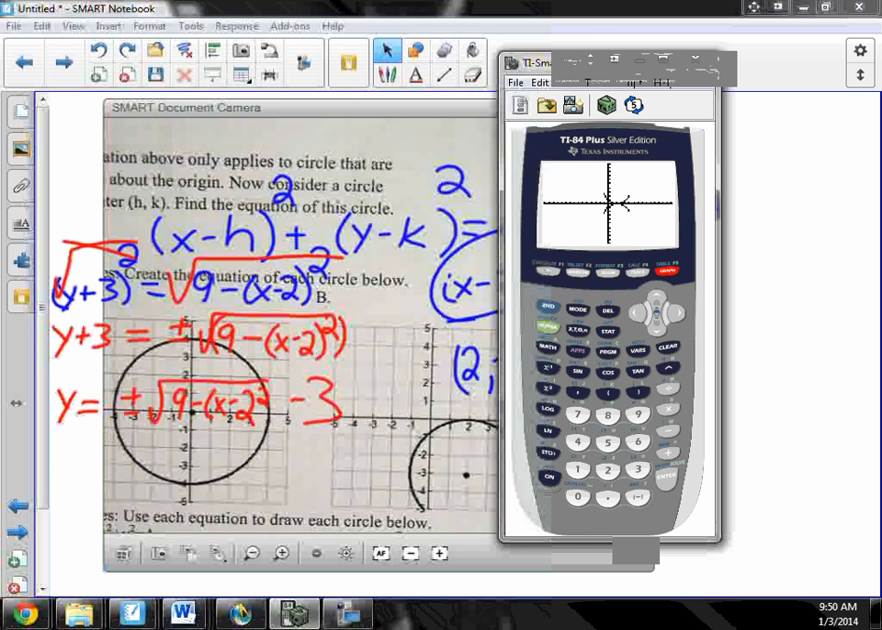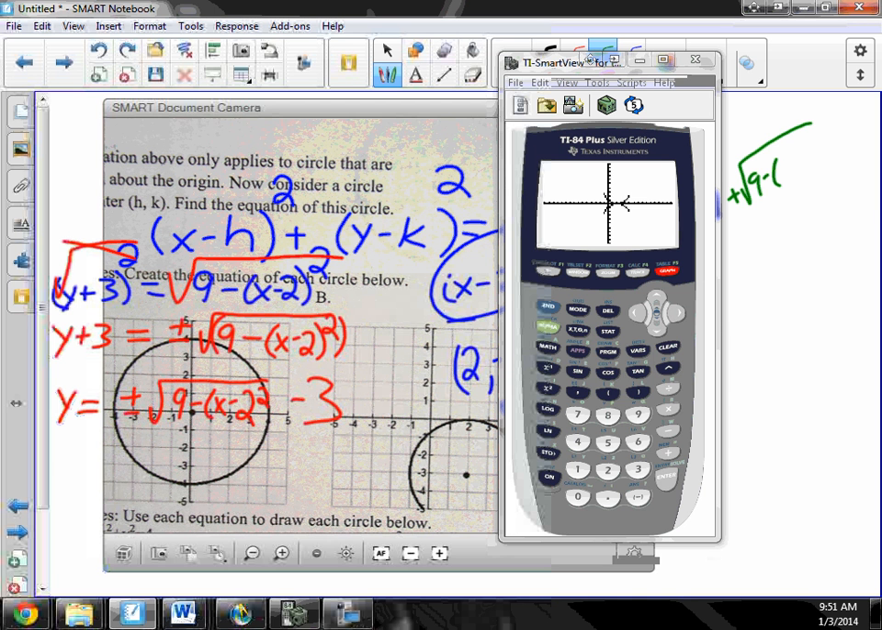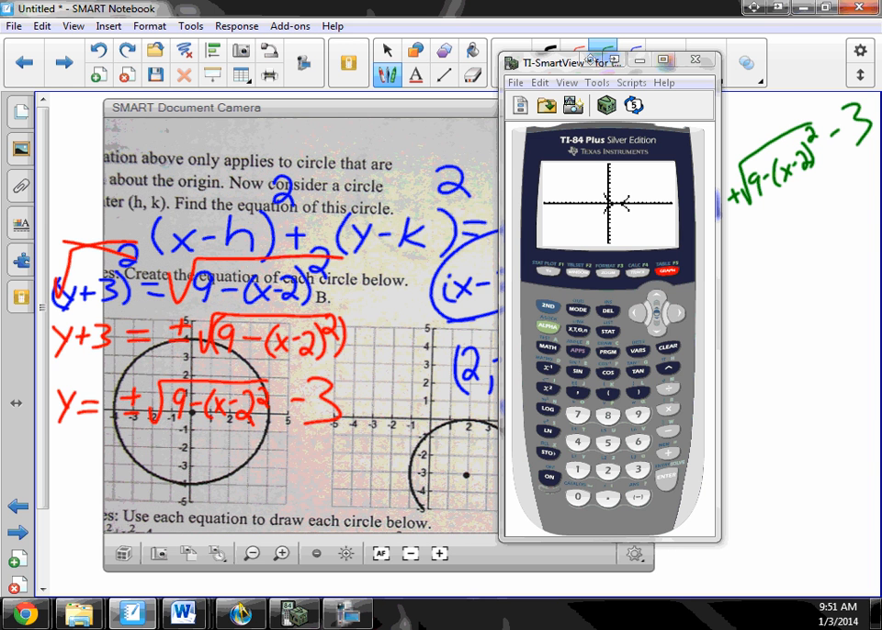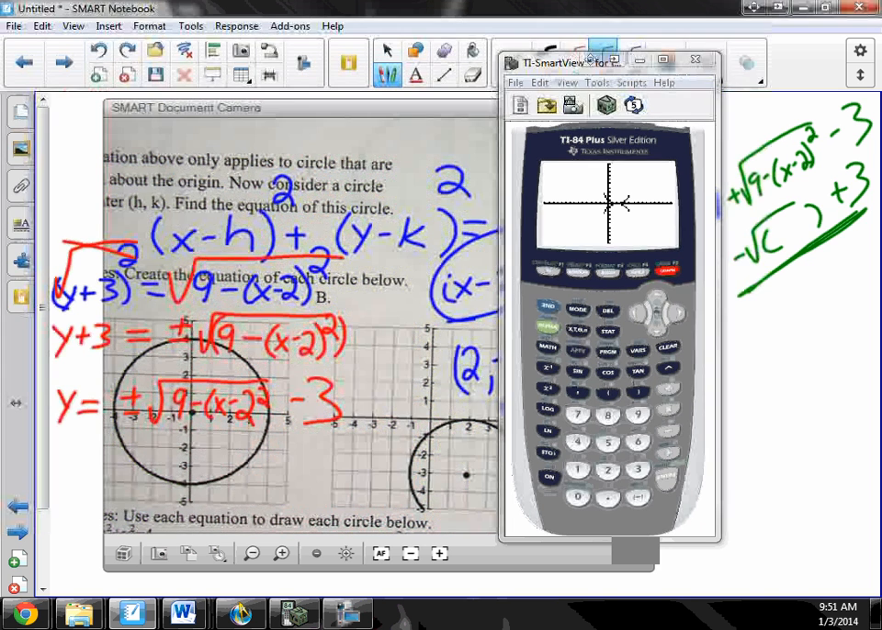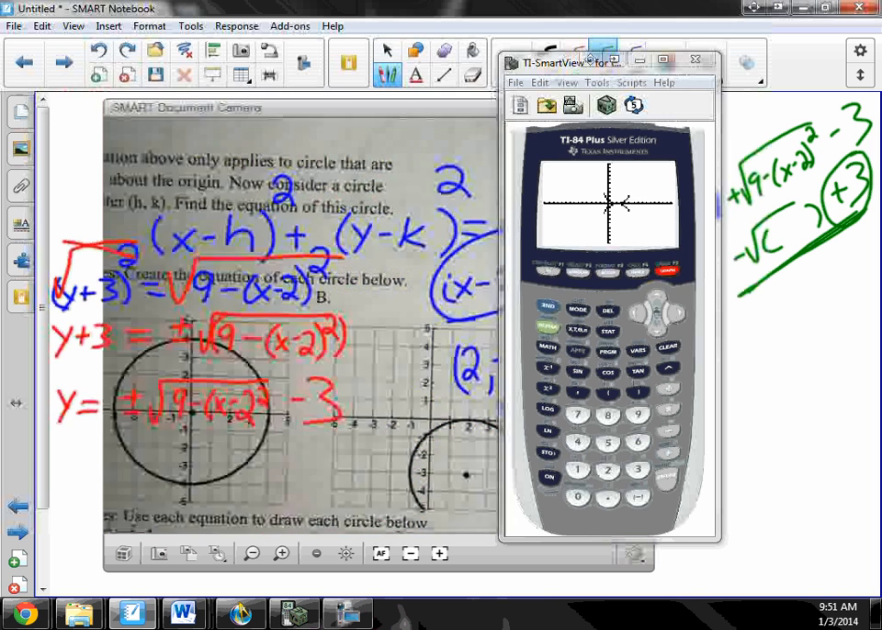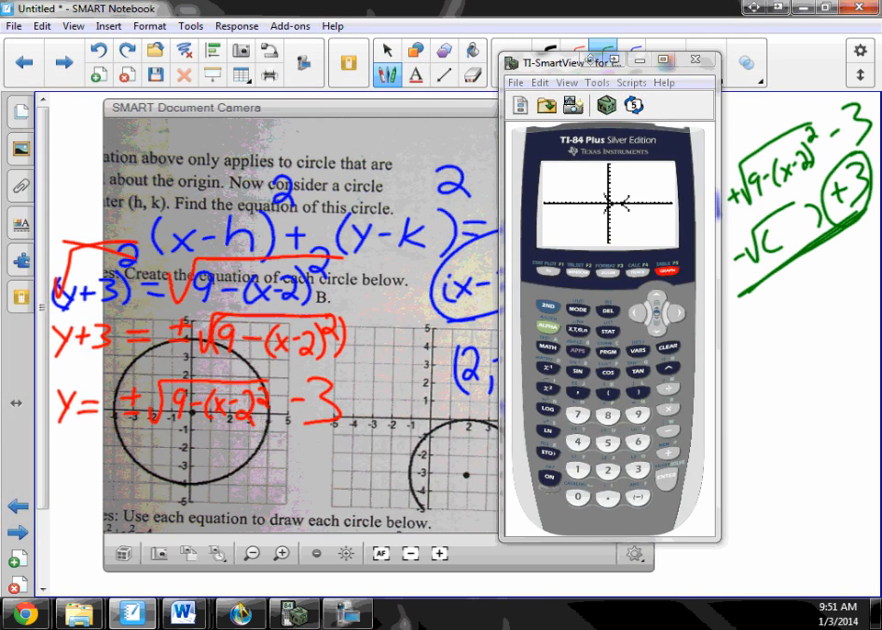Well, the top half is plus the square root of 9 minus x minus 2 squared, and then minus 3. If I change all of these signs, then I get negative square root of that stuff plus 3. What's wrong with this? The plus 3 is supposed to be a minus 3. So what can I do to bring this back down so it's a negative 3? Subtract 3 twice. Because if I subtract 3, it will bring this down to a 0. If I subtract it again, it will bring it down to a negative 3.